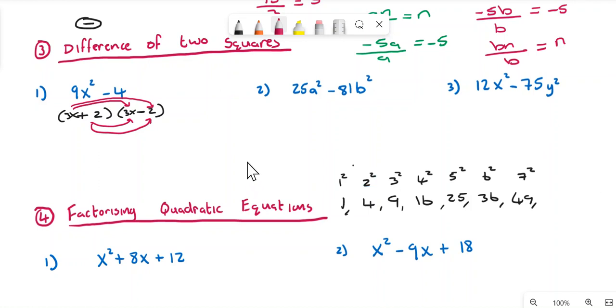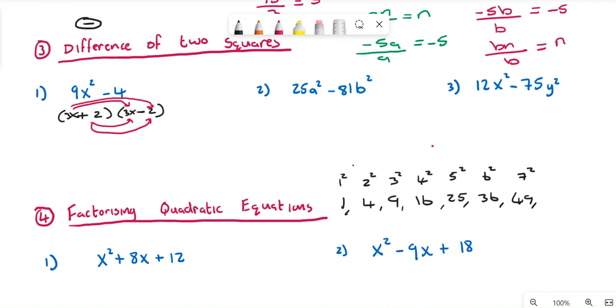So then if we take this second one here, again we want to look at the expression and see, do we have a minus sign? So we do, we have a minus sign here. And then we want to look at each of the terms and see, do we have a square number? 25 is a square number. It can be written as 5 to the power of 2. And 81 is also a square number, as 9 by 9 will give me 81.